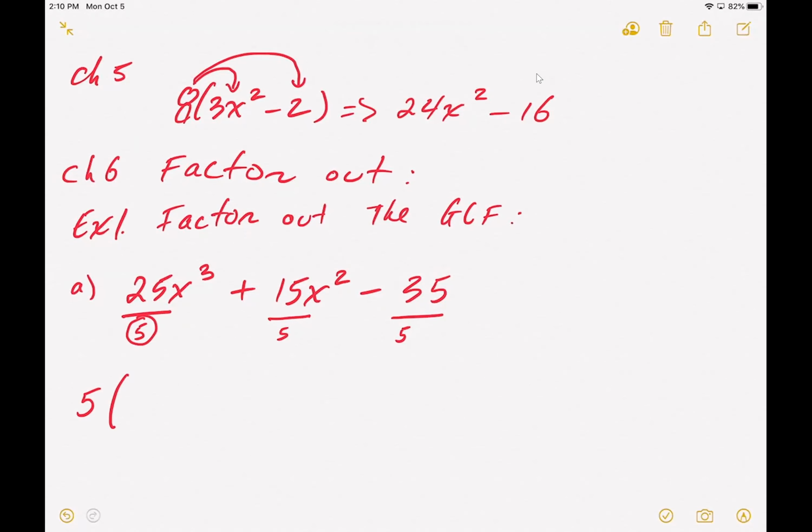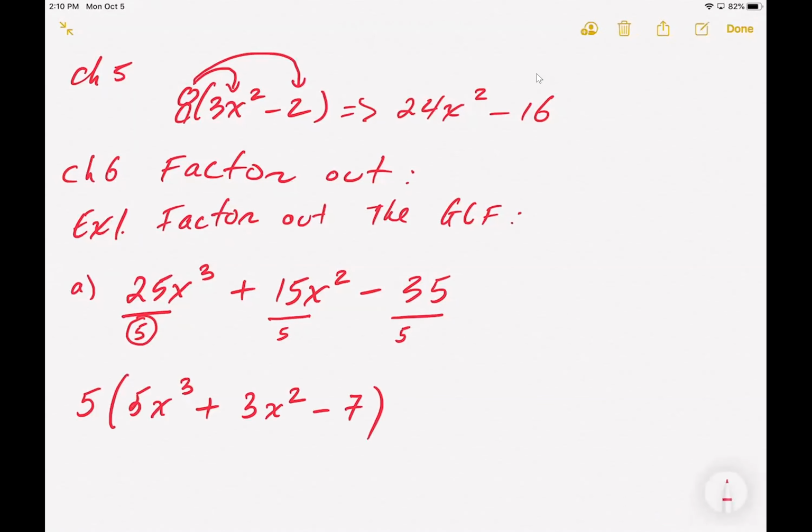So what is 5 going into? Well, 5 going into 25 will give me 5. I still have x to the third. 5 going into 15 will give me 3. I still have x to the second. And 5 going into 35 gives me 7. And that's all they ask you to do when you factor something out.